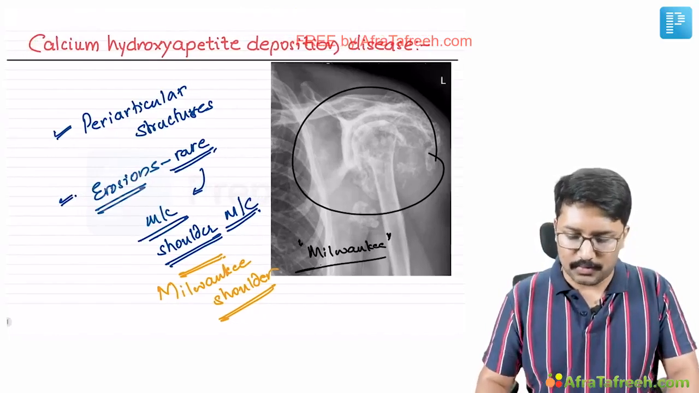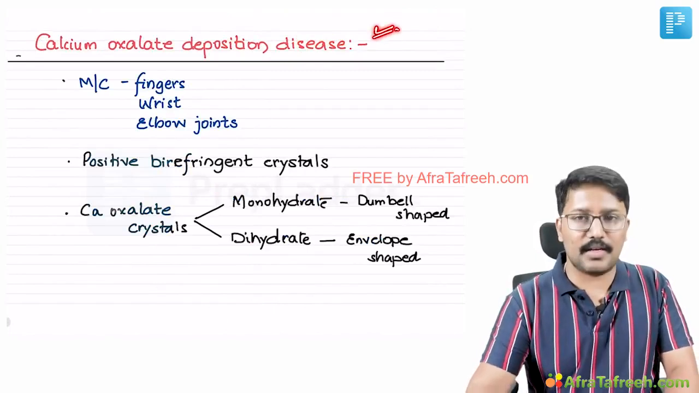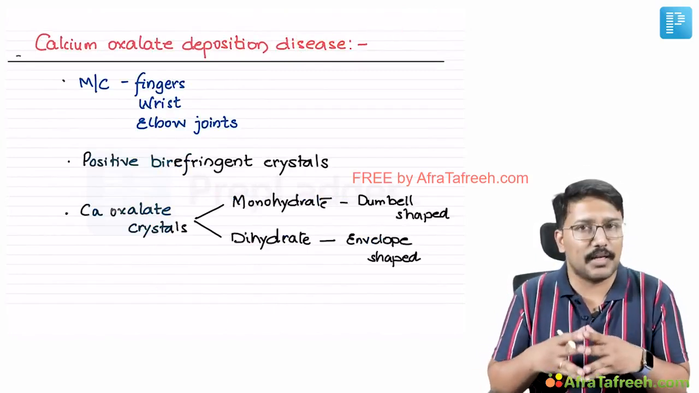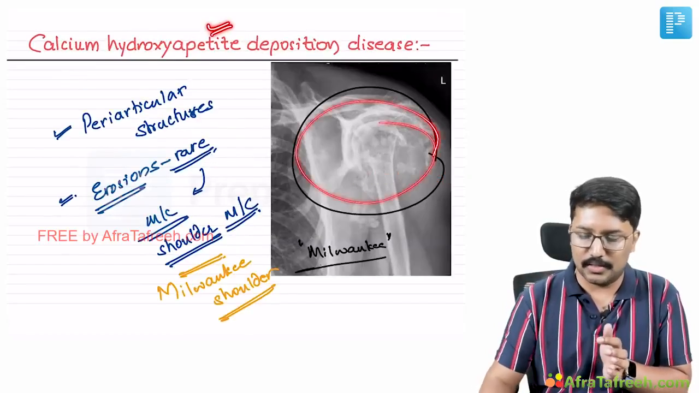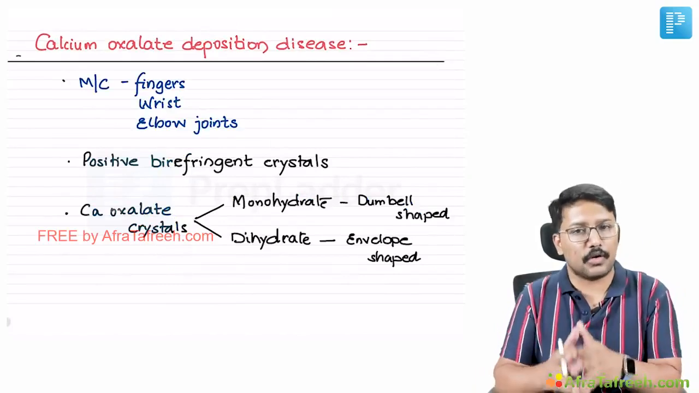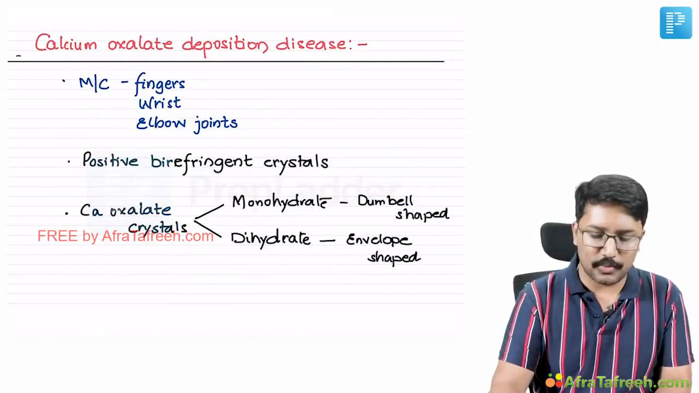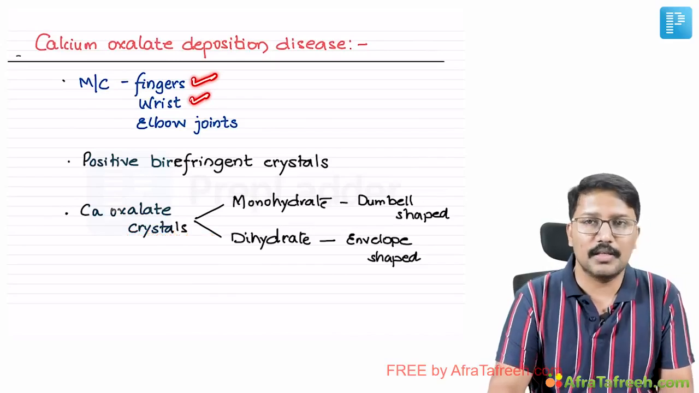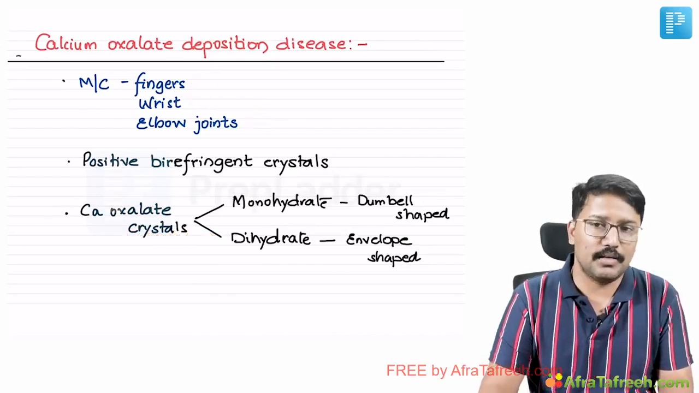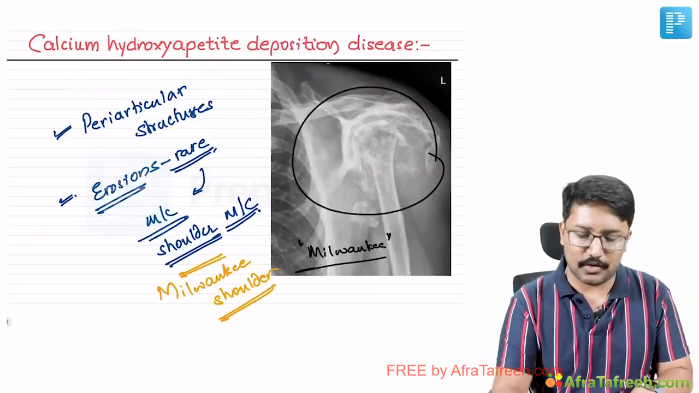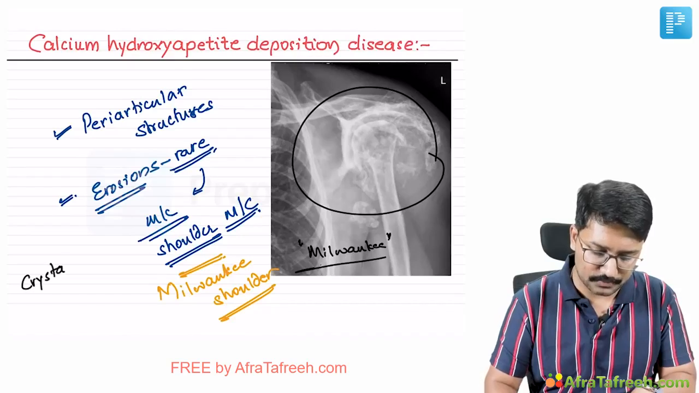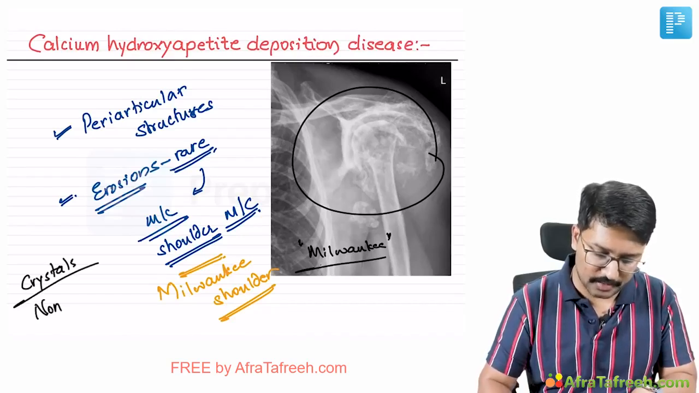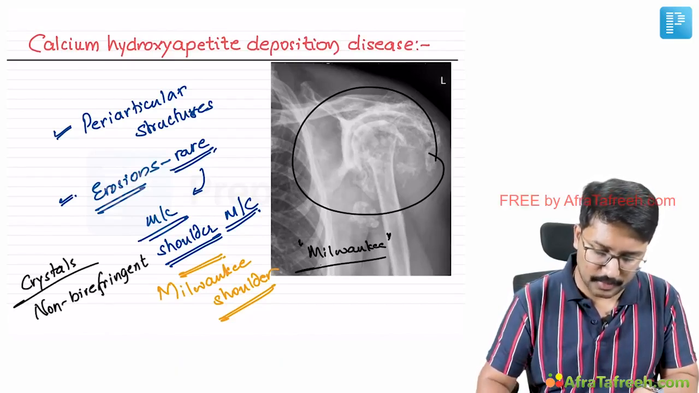The last thing we are talking about is calcium oxalate deposition disease. When we spoke about hydroxyapatite, the most commonly affected joint was the shoulder joint. With calcium oxalate deposition, the most commonly affected joints are the small joints of the fingers, the wrist joint, and the elbow joint. Another point I wanted you to note: in calcium hydroxyapatite, the crystals are usually non-birefringent.